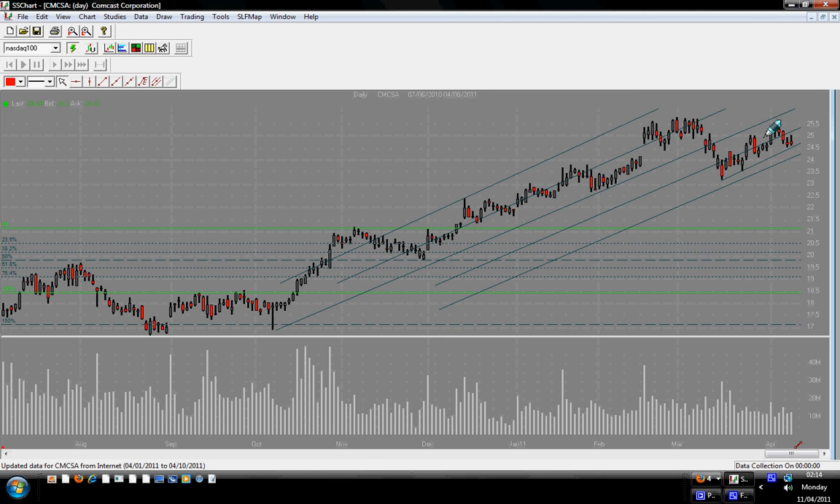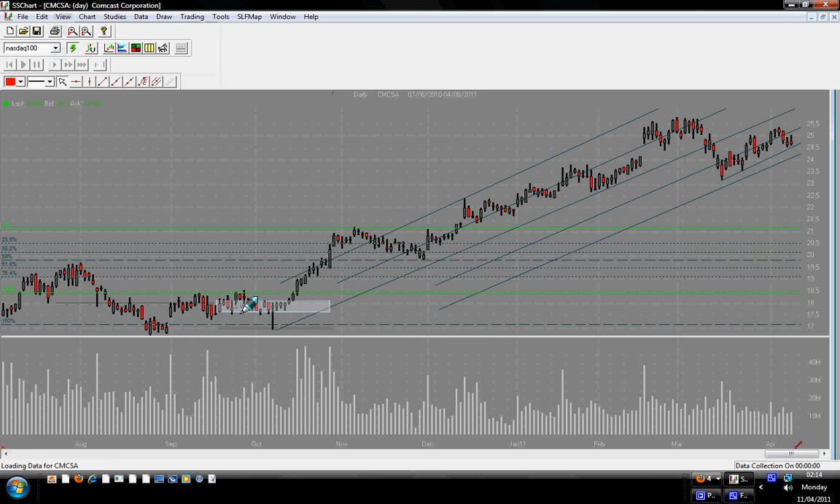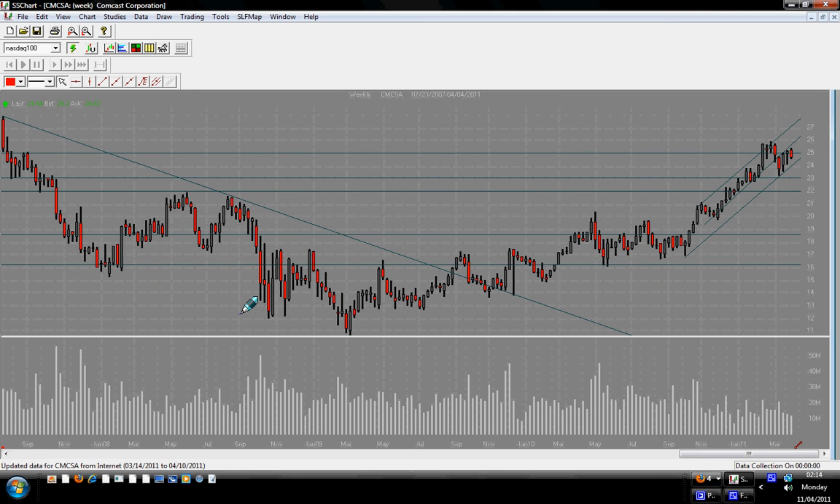But here again, we know that this is a resistance zone on the weekly chart. So this is how you do your technical analysis, going from a lower time frame to a higher time frame to see the bigger picture.